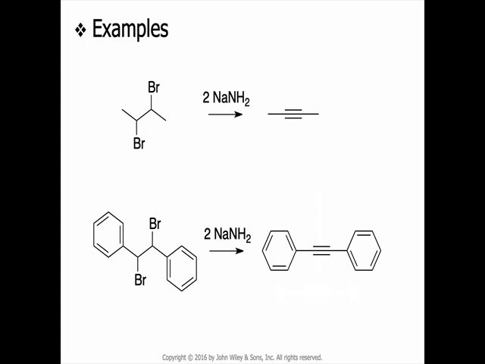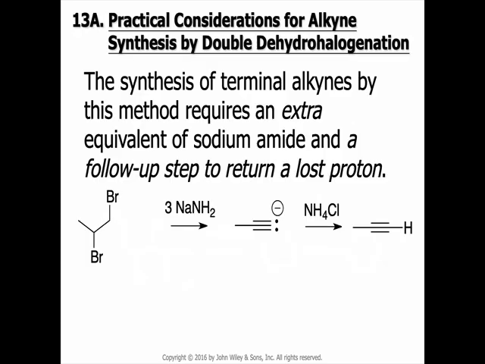Here's another example where we take a dihalide, react it, and we get a carbon-carbon triple bond. I won't ask you to name that one, okay? Now, if you have a situation where one of these bromines is on the terminal carbon where we've got a lot of hydrogens, you actually need at least 3 equivalents of sodium amide. The reason is that the product that you generate will have a carbon-carbon triple bond, and then that last carbon has a hydrogen.